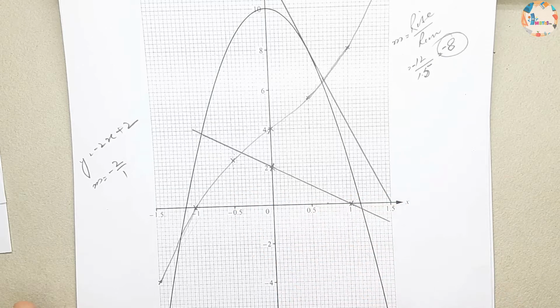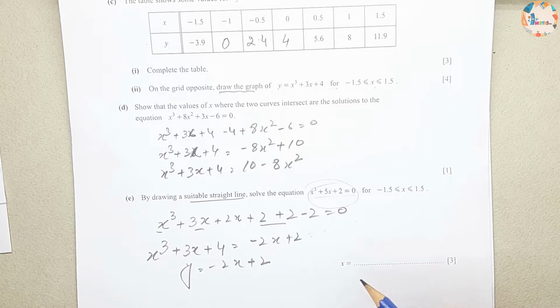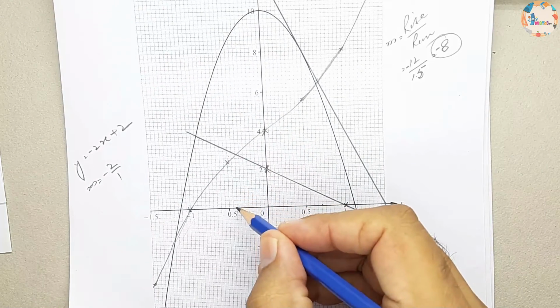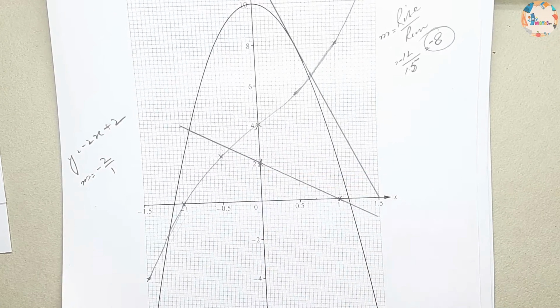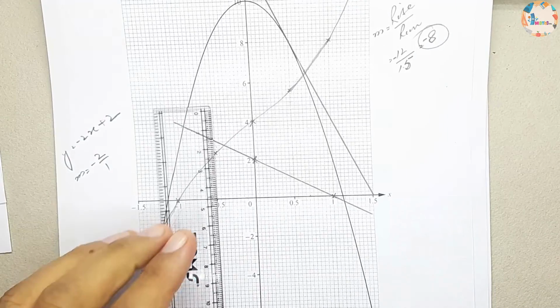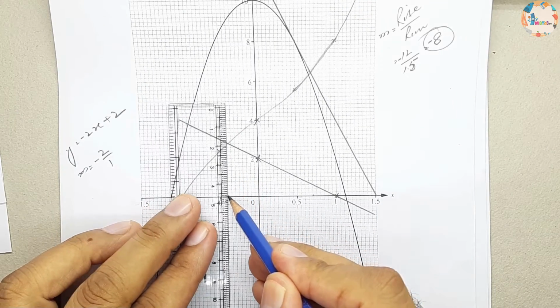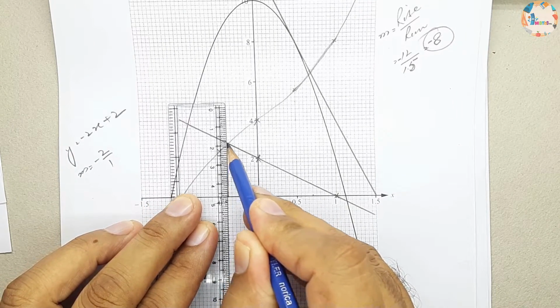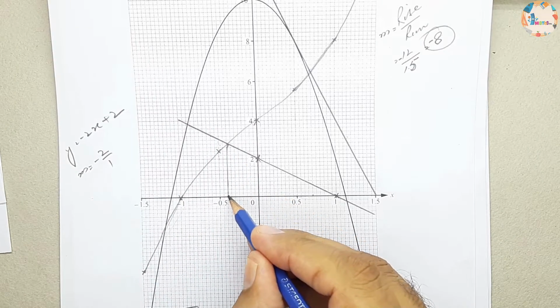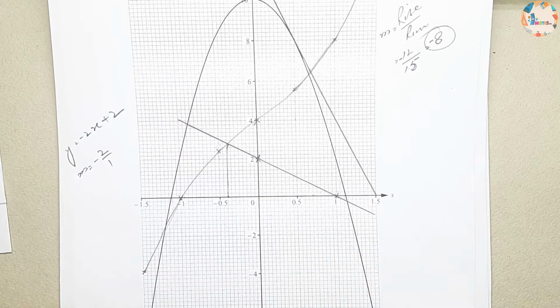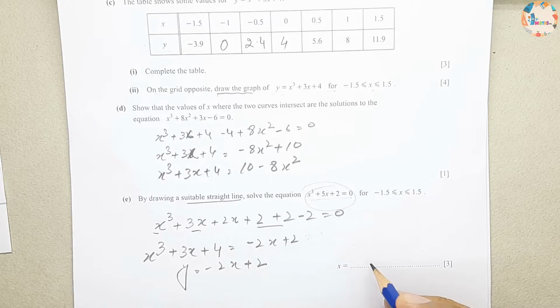One more thing we have to write on this page is the x value which is remaining. I'll copy this one. See from here, if you check, this is intersecting over here. So roughly this is the point and this is minus 0.4. So we can write here minus 0.4.